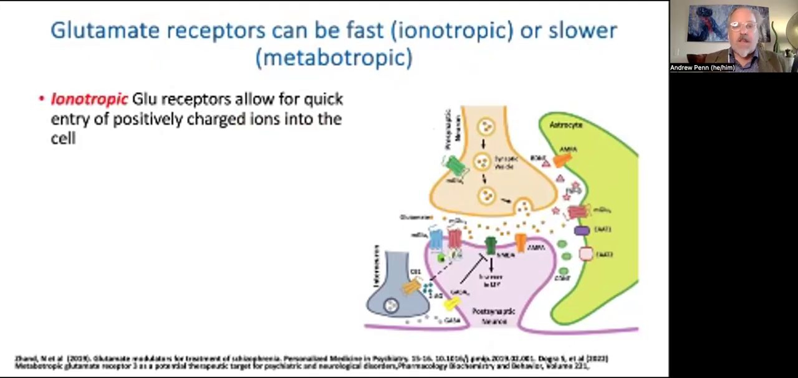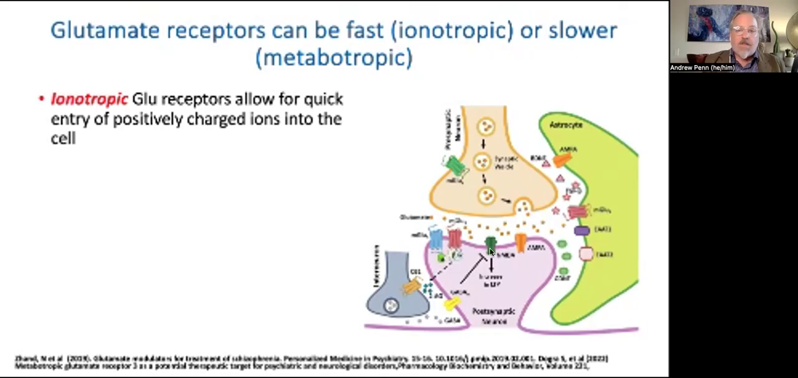Now, the interesting thing about glutamate receptors is, you see these here on the diagram, these green and these orange ones. These are the fast acting ones. These allow this little pore to open up. Now these positively charged ions can flow in, and it's going to make this cell more likely to fire.